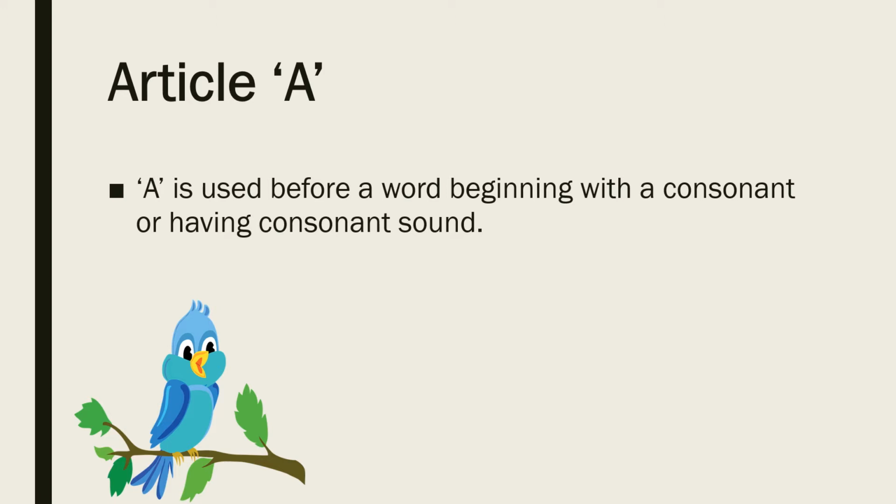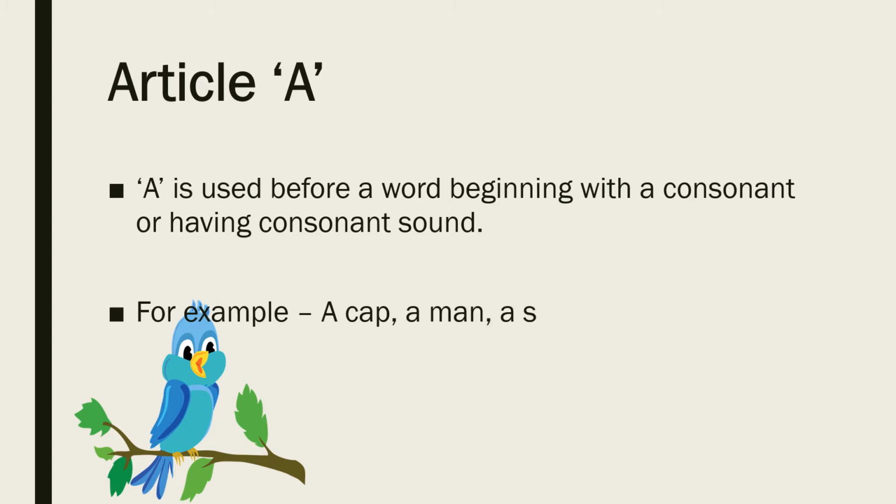In case of a, we will have to consider the consonant sound. Consonants and vowels, all of you have studied in the previous classes, that is classes 1st, 2nd, 3rd and 4th. So I'm just giving a brief explanation that among all the alphabet, A, E, I, O, U are the vowels and the remaining alphabet are the consonants. So we will use a with the words having a consonant sound.